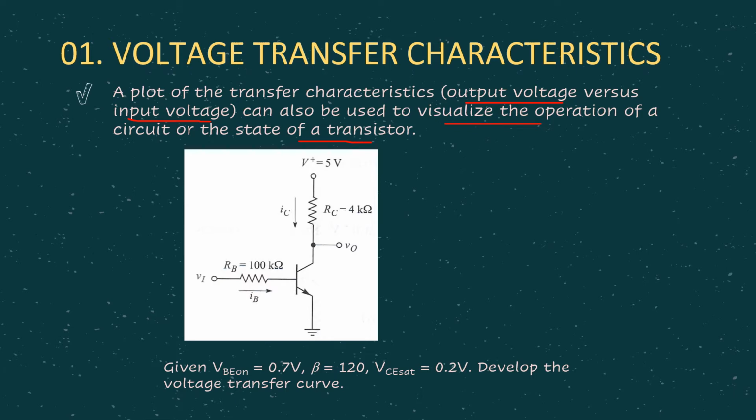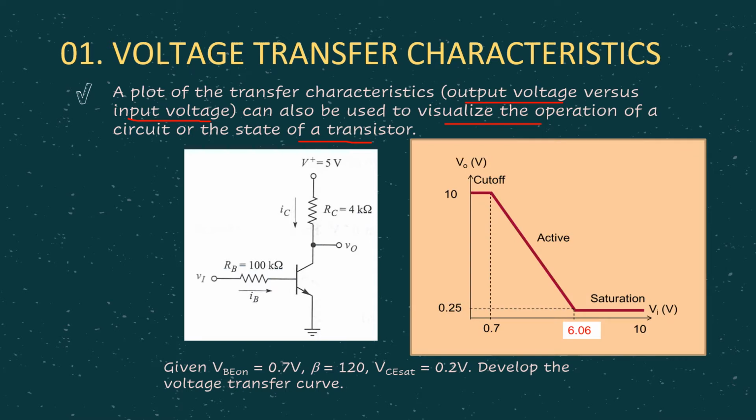In general, the voltage transfer characteristic can be divided into three states, which are the cut-off, active, and saturation. Cut-off, active, saturation, these are the three modes in BJT operation, remember?